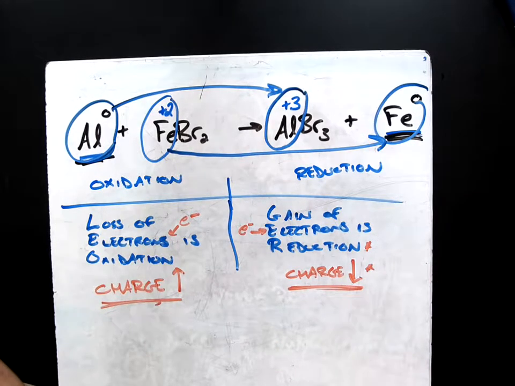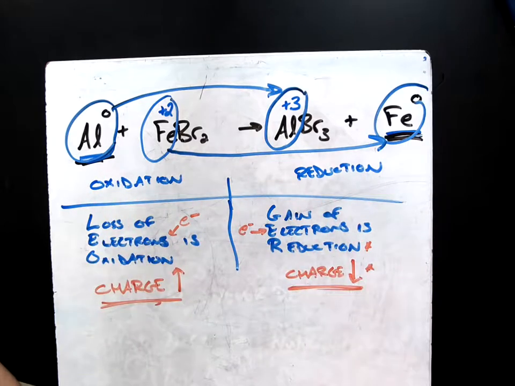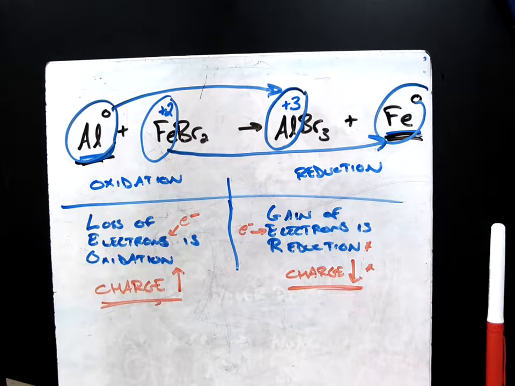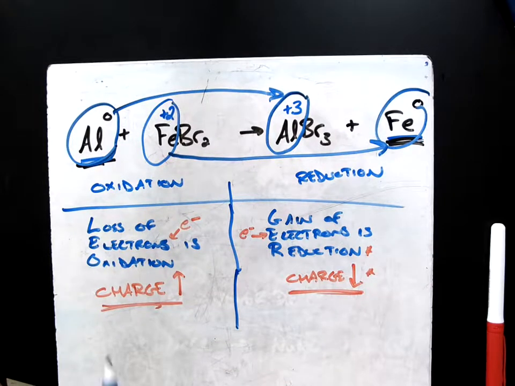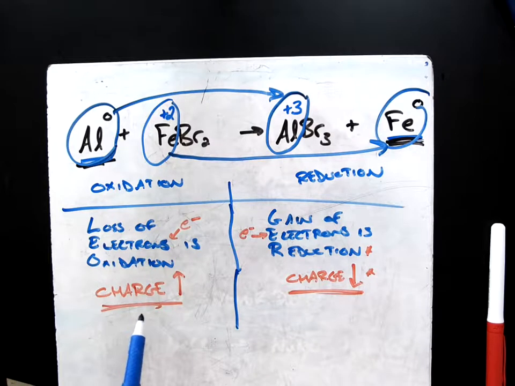We talked about this with the periodic table. Metals tend to do this. Non-metals tend to do this. In this situation, it's a battle between two metals. So one of them will be oxidized, one will be reduced. Okay, can you tell who is oxidized and who is reduced then? Take a moment and decide. Okay. Hopefully you've decided the aluminum is oxidized because its charge went up.